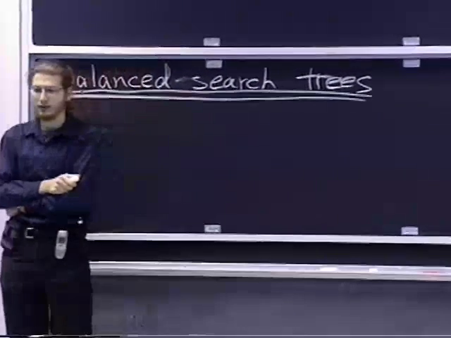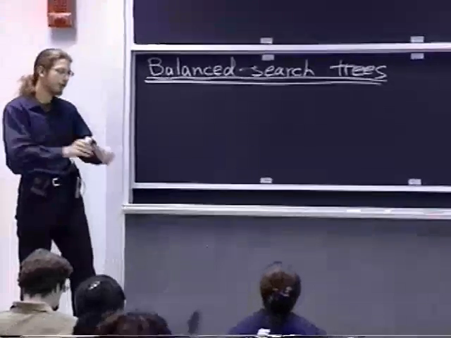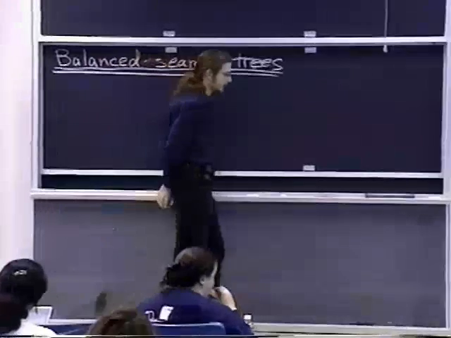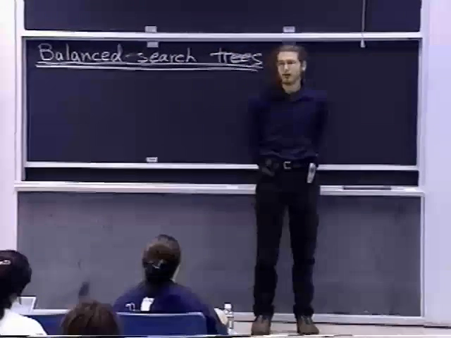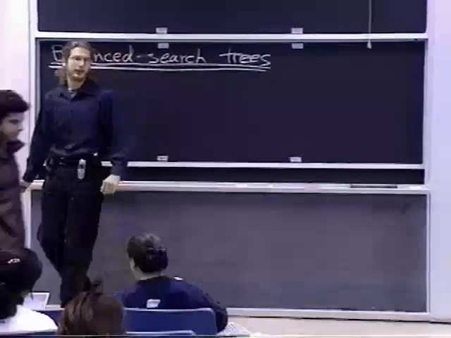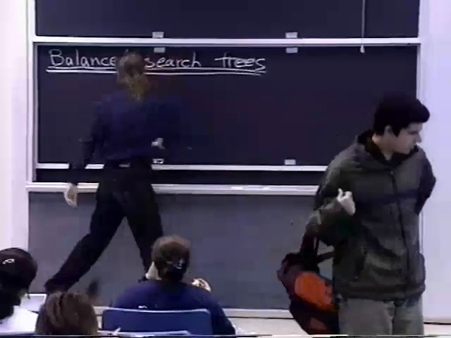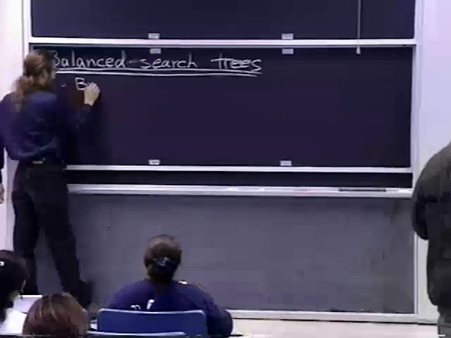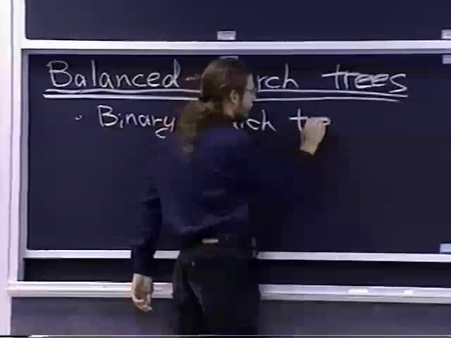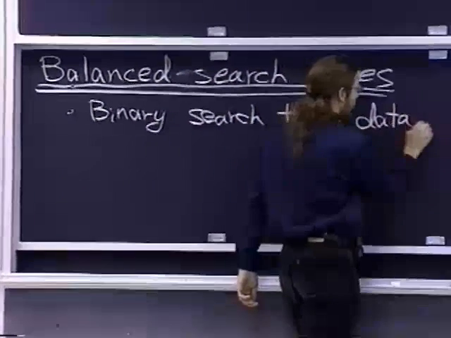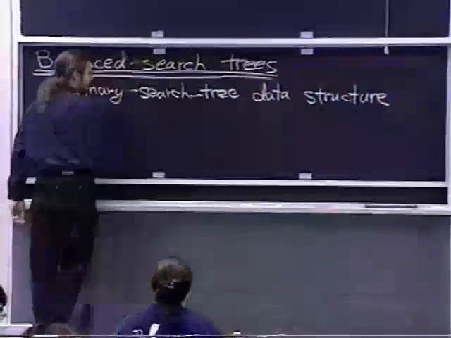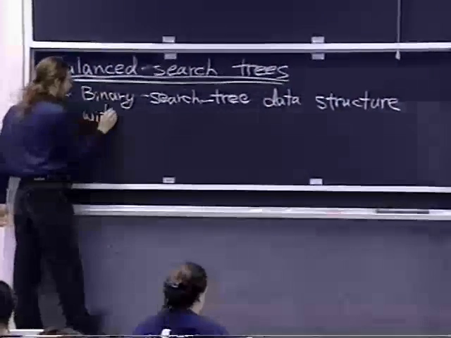So that's good. And in your problem set, you'll see some ways to sort of force that, even if the input is not randomly distributed. But today we're going to look at some data structures that avoid randomization and in the worst case have logarithmic height. So that's our goal. So we want some binary search tree data structure with guaranteed logarithmic height.